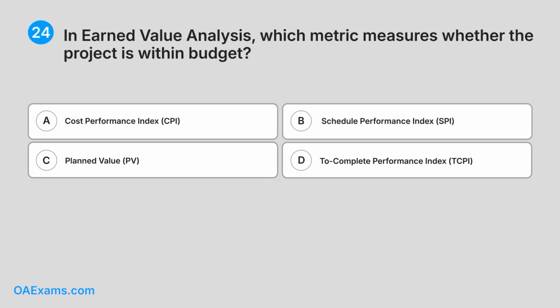24. In earned value analysis, which metric measures whether the project is within budget? A. Cost Performance Index, CPI. B. Schedule Performance Index, SPI. C. Planned Value, PV. D. To Complete Performance Index, TCPI. What do you think is the answer?